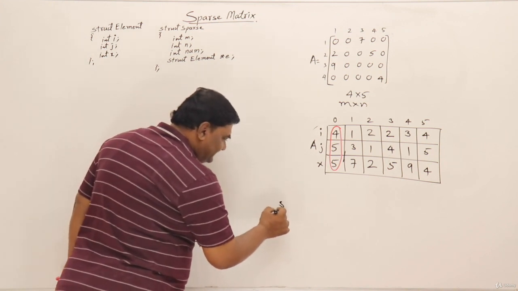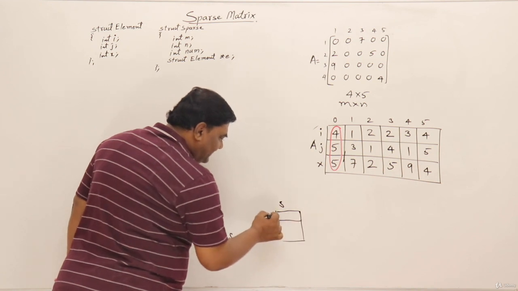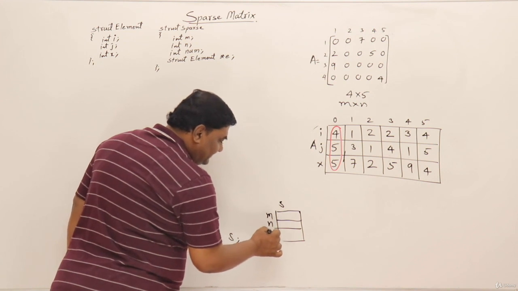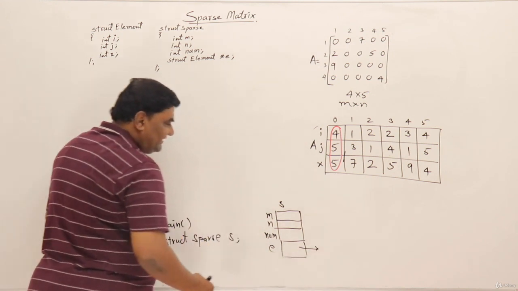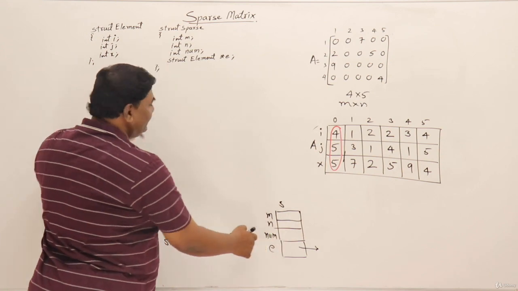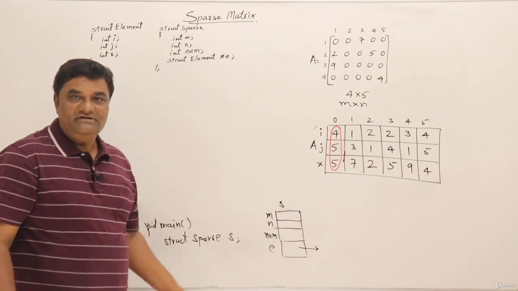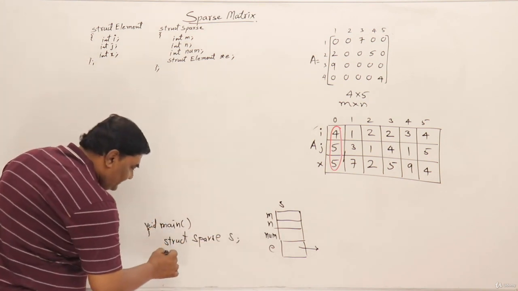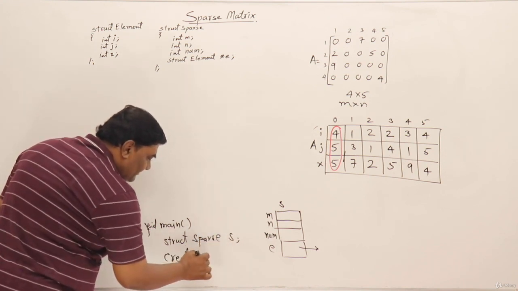If you look inside S, what are the things it is having? So S is having M, that is number of rows, N, number of columns, and num, that is number of non-zero elements, and E, that is a pointer which can hold a list of elements. So this is M, N, number of elements, and E is a pointer for the list of elements. So this is how I got a structure, an object, let us call it an object. Now I will have a function called create. So let us call a function create, which will send this structure by reference.